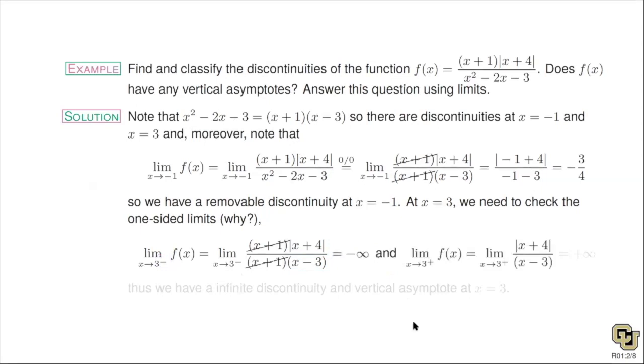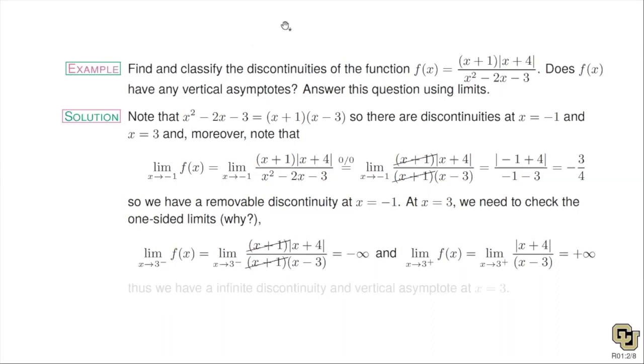And similarly, the limit x going to 3 from the right, again, if you plug it in, you get number over 0, in a one-sided limit that's plus or minus infinity. Here, x is approaching 3 from the right. Numerator is always positive. Denominator is positive if we're approaching 3 from the right, positive over positive. Here we get plus infinity. That's for the one-sided limits.